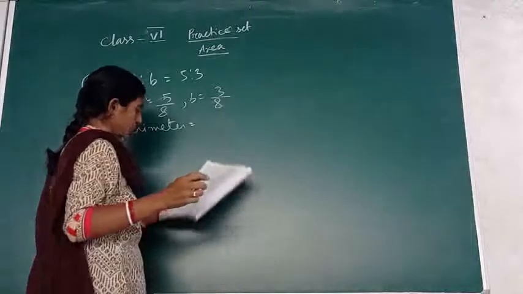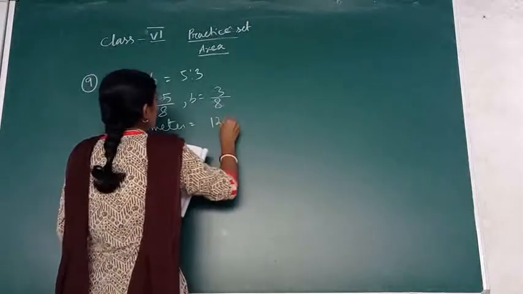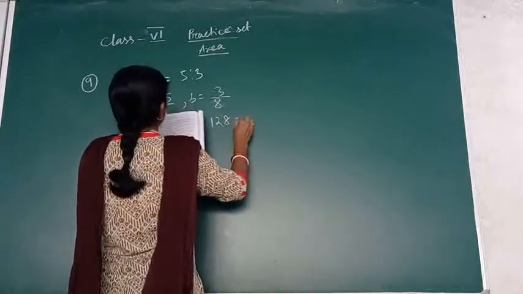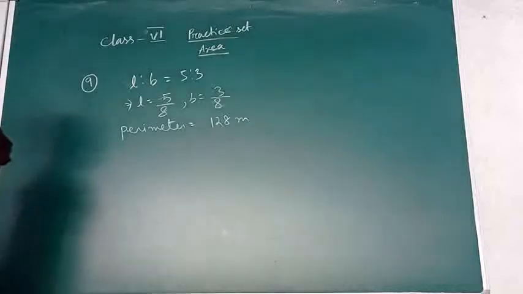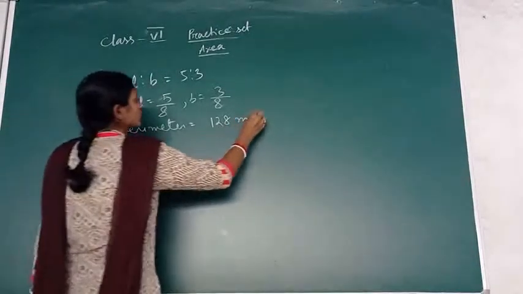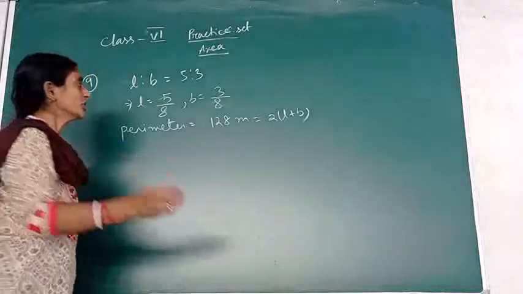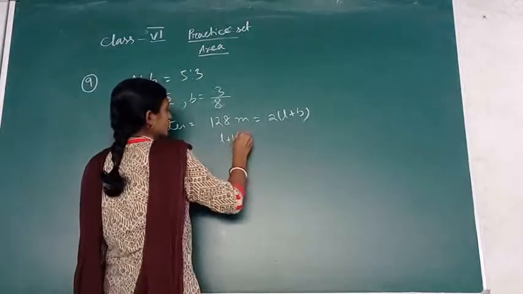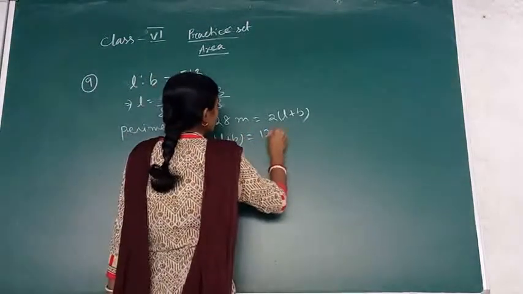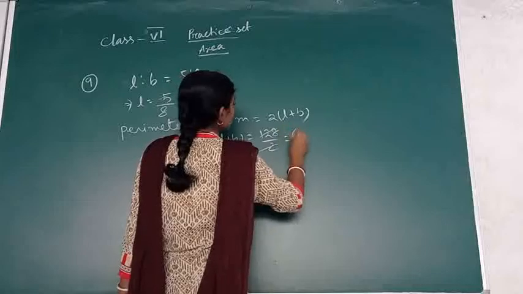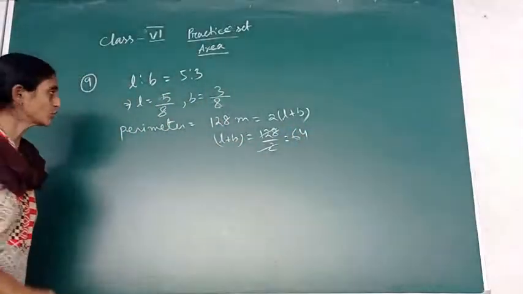Perimeter is given here as 128 meter. So perimeter means what we do? That means it is 2 into length plus breadth. So length plus breadth once, how much will it be? 128 divided by 2. That means we are getting here 64. Yes or no?